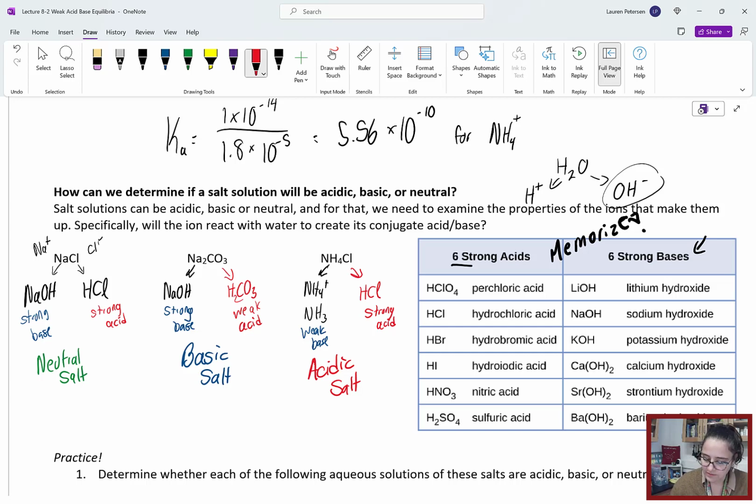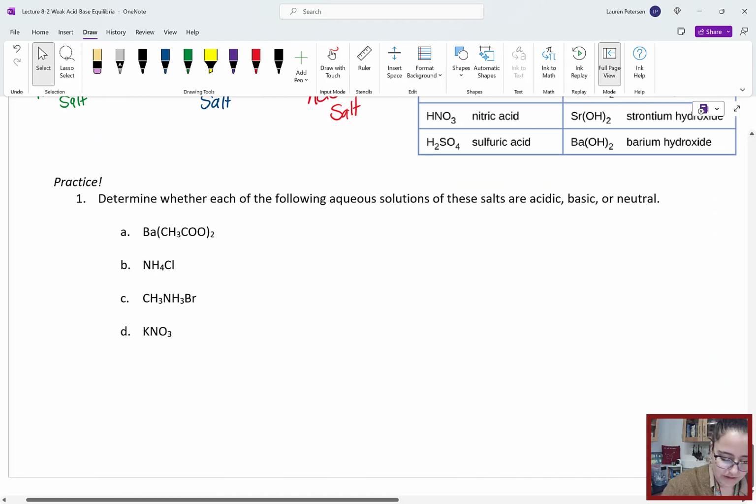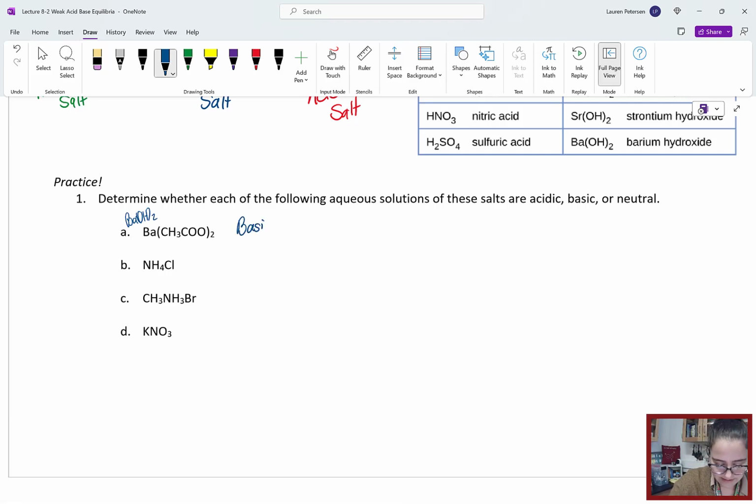So let's go ahead and do some practice with this. We do those examples. We look at them. We have barium hydroxide, BaOH2. That is a strong base. So this is a basic salt. This one would be a weak acid. NH4 produces NH3, which is a weak base, where Cl would produce HCl, a strong acid. This is an acidic salt.